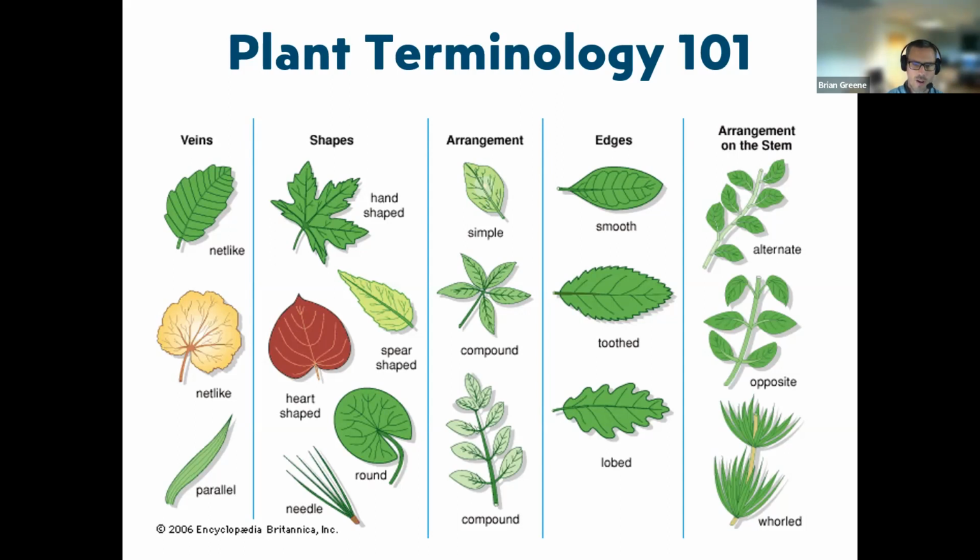The other thing that we talk a lot about is the edges of a leaf, the margins. Are the margins toothed or smooth? Many of our invasive species have toothed margins. So that's another key characteristic.